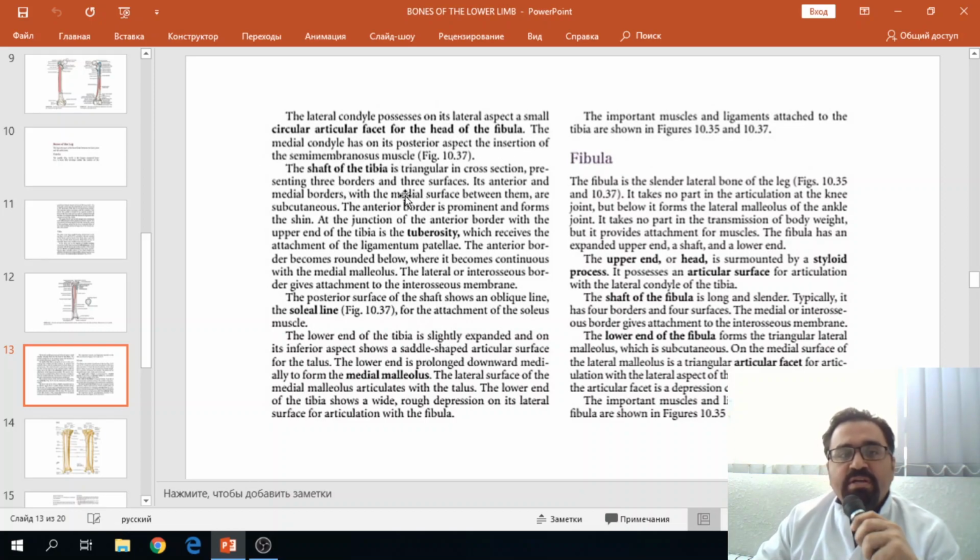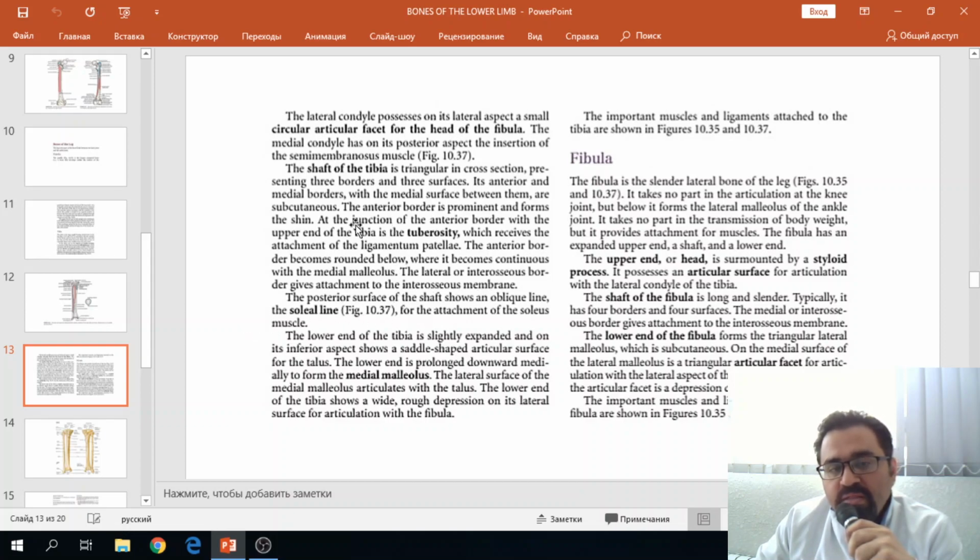The shaft of the tibia is triangular in cross section, presenting three borders and three surfaces. Its anterior and medial borders, with the medial surface between them, are subcutaneous. The anterior border is prominent and forms the shin. At the junction of the anterior border with the upper end of the tibia is a tuberosity, which receives the attachment of the ligamentum patellae. The anterior border becomes rounded below, where it becomes continuous with the medial malleolus. The lateral or interosseous border gives attachment to the interosseous membrane.